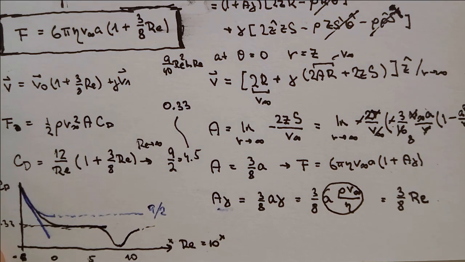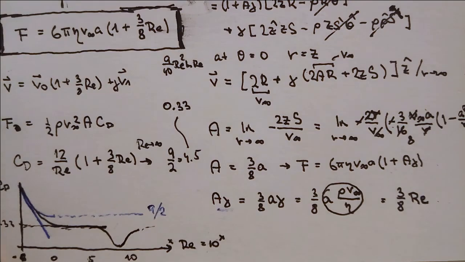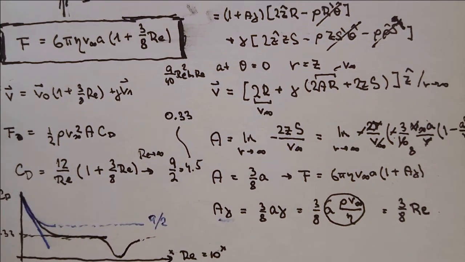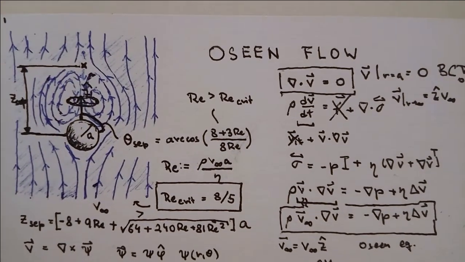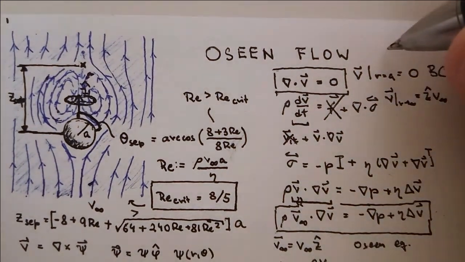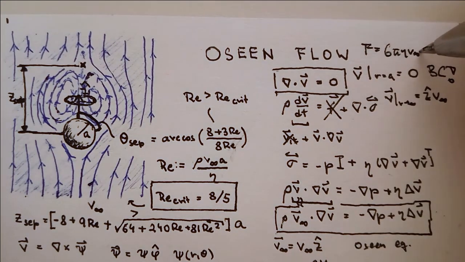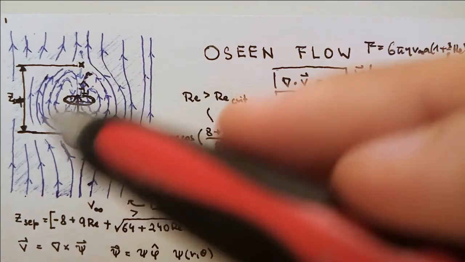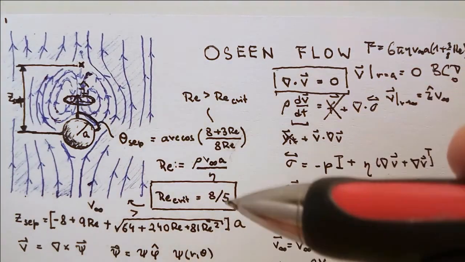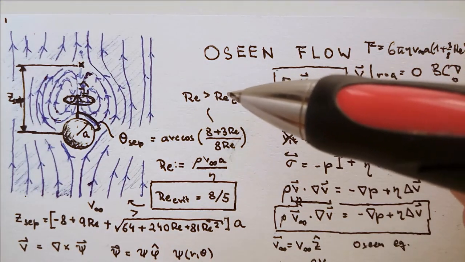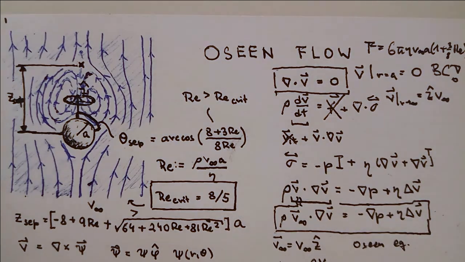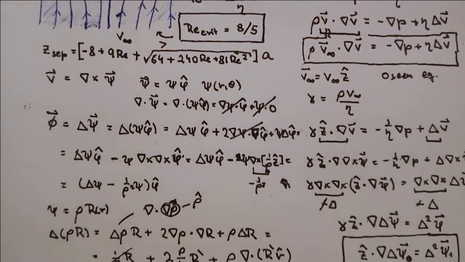Oh well, and maybe next time in this section I've derived the equation of the drag for the Oseen flow. I should have written it right there, but never mind. 6 pi eta 1 plus 3/8 Reynolds number. This is the equation. This is how it looks when the Reynolds number is greater than the critical Reynolds number, which is 8/5. And again, this is the derivation.